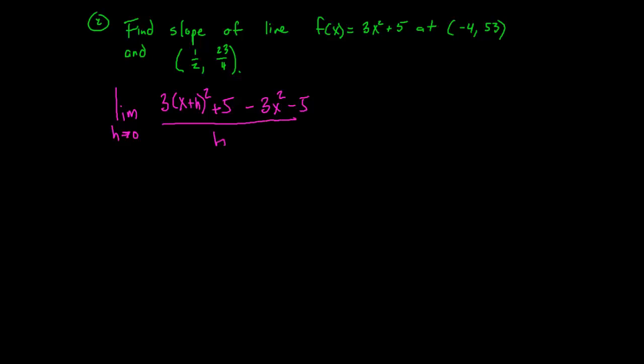I'm finding the slope of 2 points. And as those 2 points get closer and closer together, as the difference between them, h, becomes 0, I'm going to get the slope of the tangent line. This is awesome, isn't it? So let's find that formula.